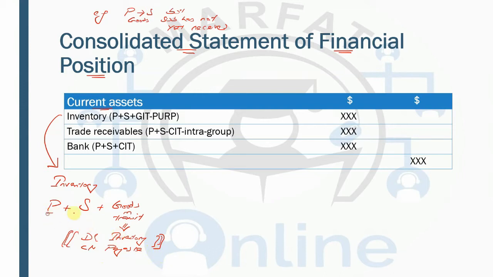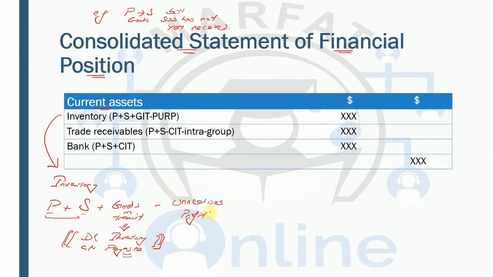Parent's inventory plus subsidiary's inventory, which does not include the goods in transit because we are taking the consolidated, so it does not make any difference whether the parent is selling to the subsidiary or the subsidiary is selling to the parent, because ultimately we are taking the total figure. Goods in transit will be added and there will be a corresponding payable which will be included in the current liabilities. I'll show you that when we reach current liabilities. And minus unrealized profit.